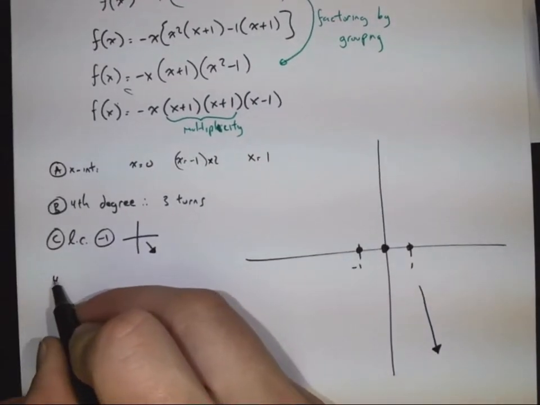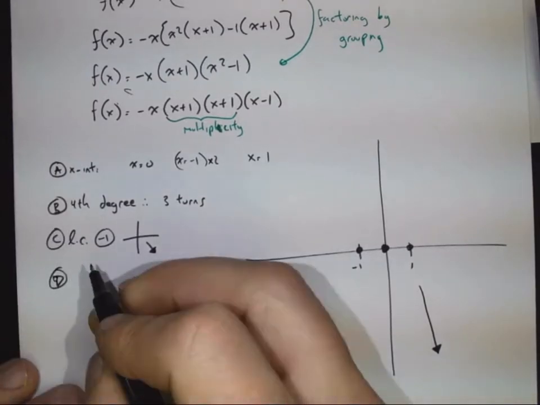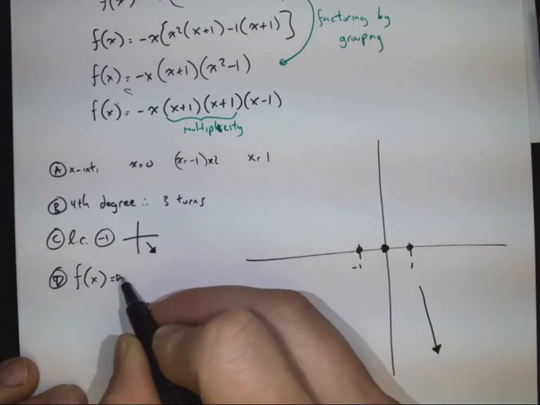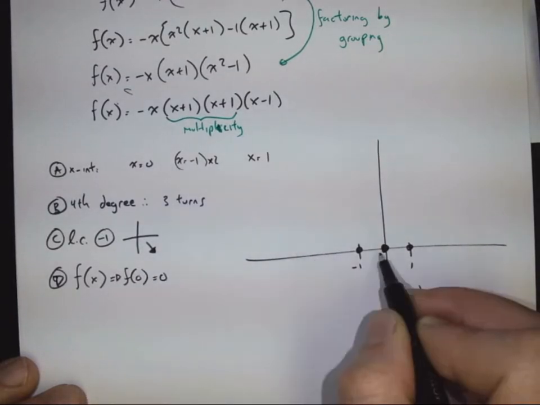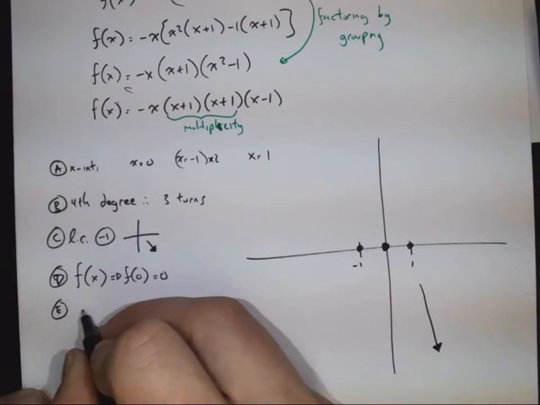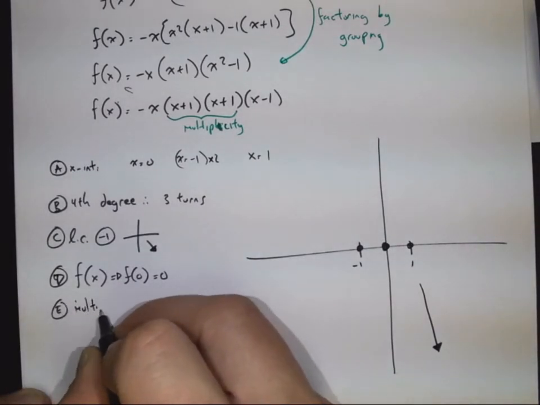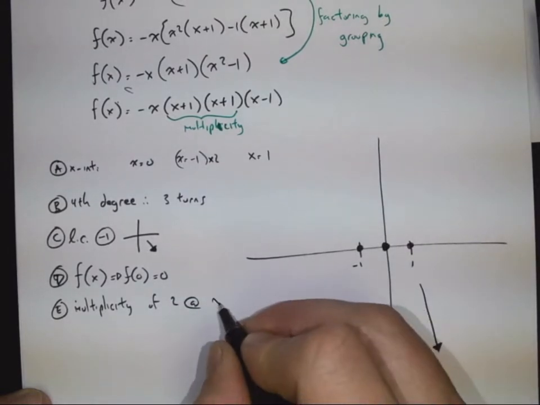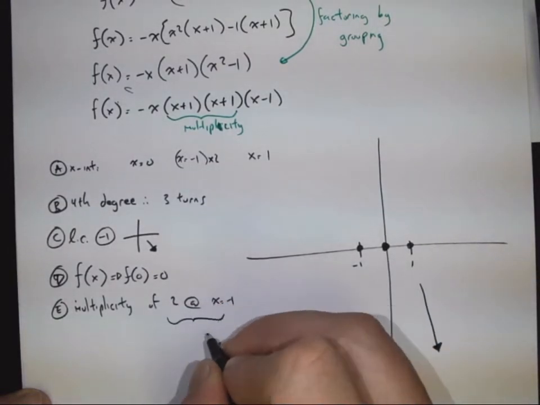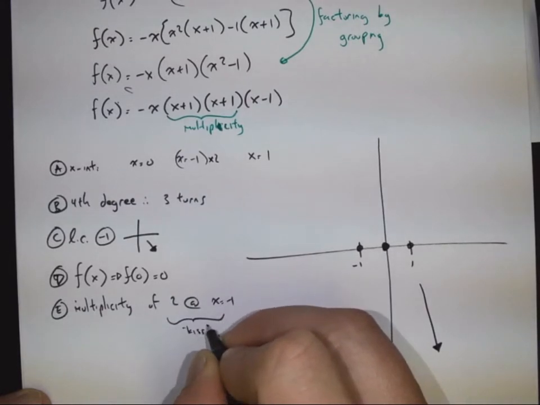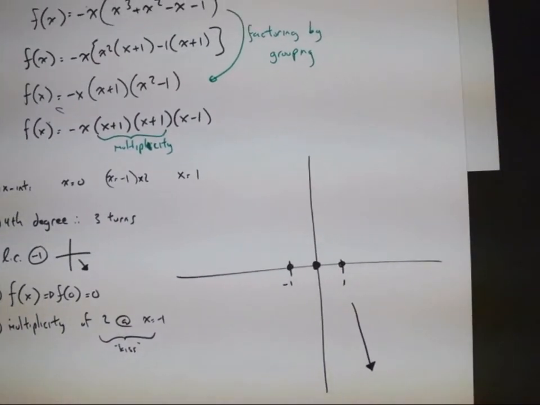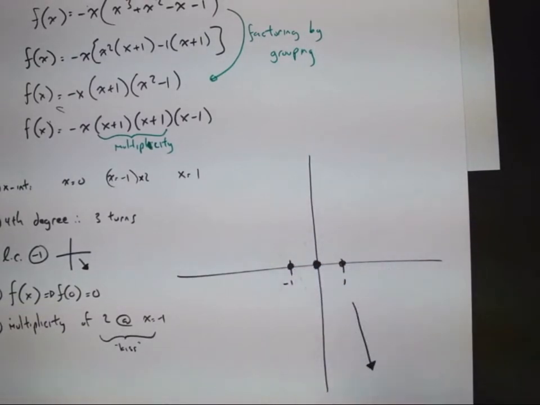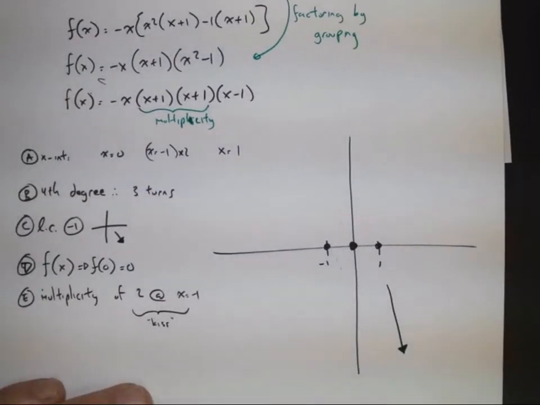Okay, we already found our y-intercept because we had an x-intercept of 0. So f of 0 is 0. And there is a multiplicity of 2 at x equals -1, so that'll make a kiss. Alright, so I'm not sure if the kiss is going to go up like that, or if it's going to go down like that.